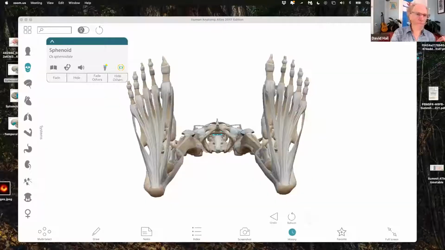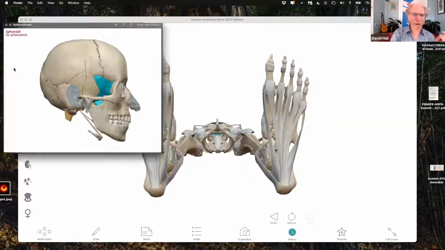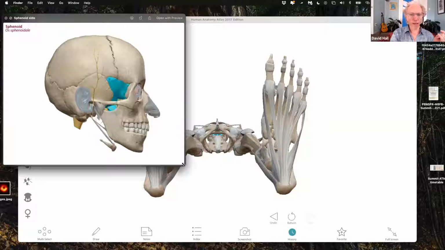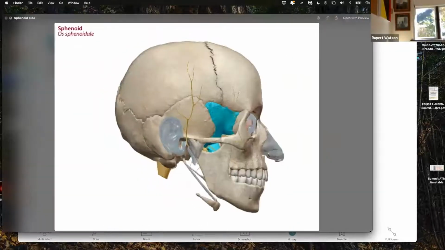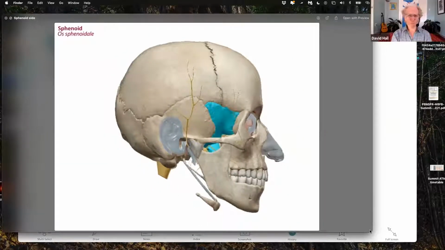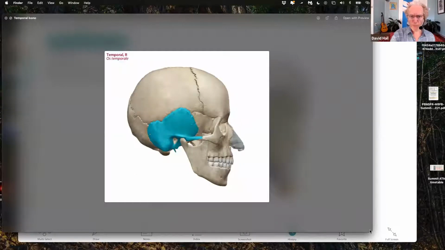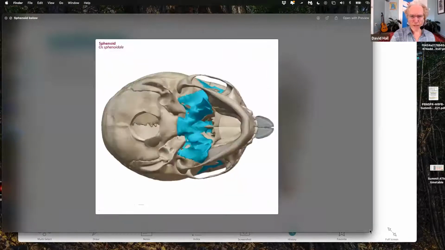In fact, let's look at a picture of it. I might share my screen and go straight into this. The sphenoid bone. It's the most remarkable bone, right in the center of things. And this one relates to vision, whereas last week we were doing the temporal bone, which related to hearing.